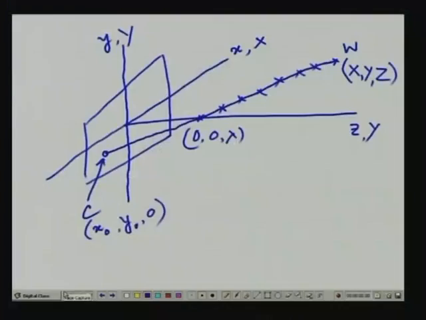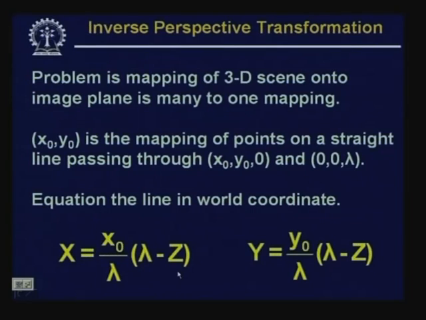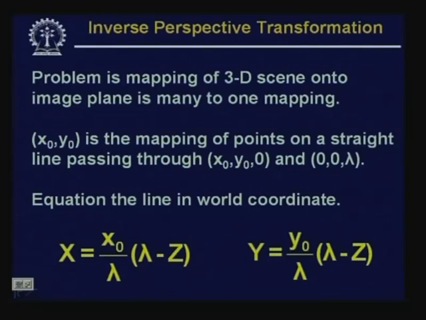So, we have to have something more in this formulation, and let us see what we can add over here. Now, if I try to find the equation of the straight line which passes through the point x naught, y naught, that is the image point, and the point 0, 0, lambda, that is the optical center of the camera lens, the equation of the straight line will be of this form: capital X equal to x naught by lambda into lambda minus capital Z, and capital Y equal to y naught by lambda into lambda minus capital Z. So, this is the equation of the straight line, such that every point on this straight line is mapped to the same point x naught, y naught in the image plane.